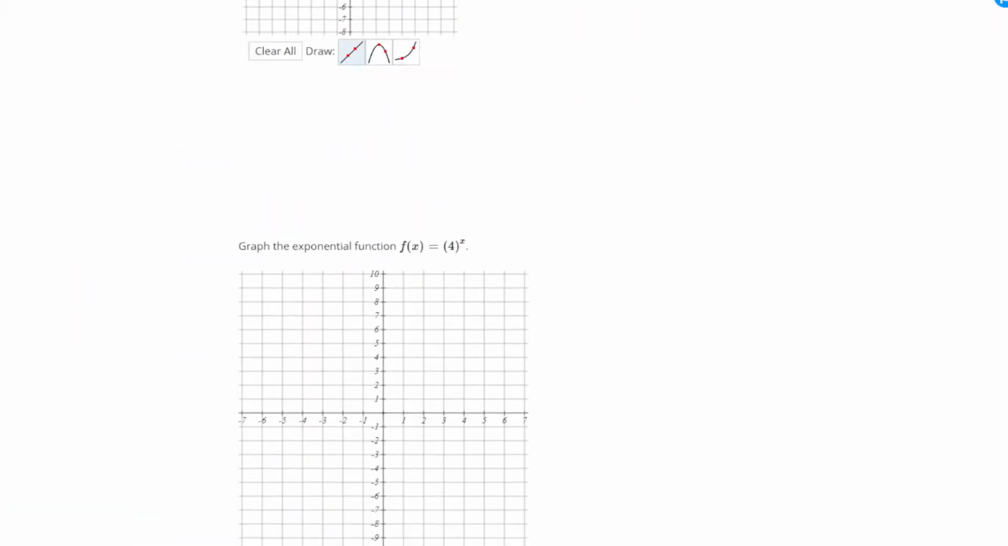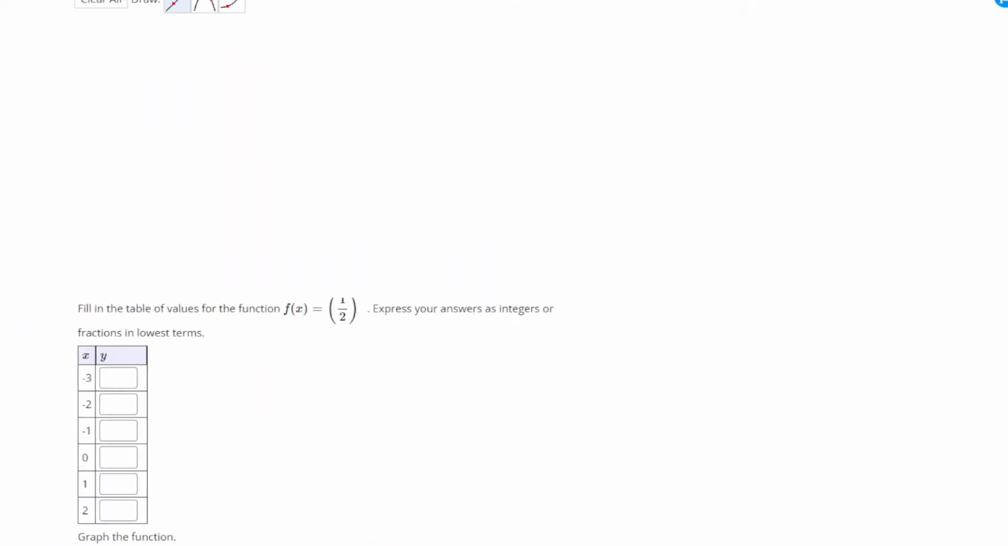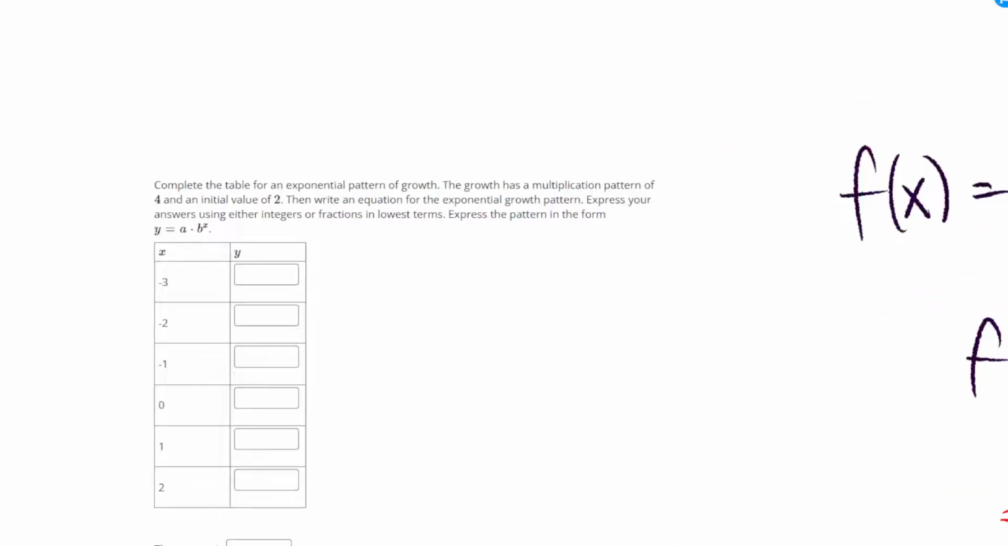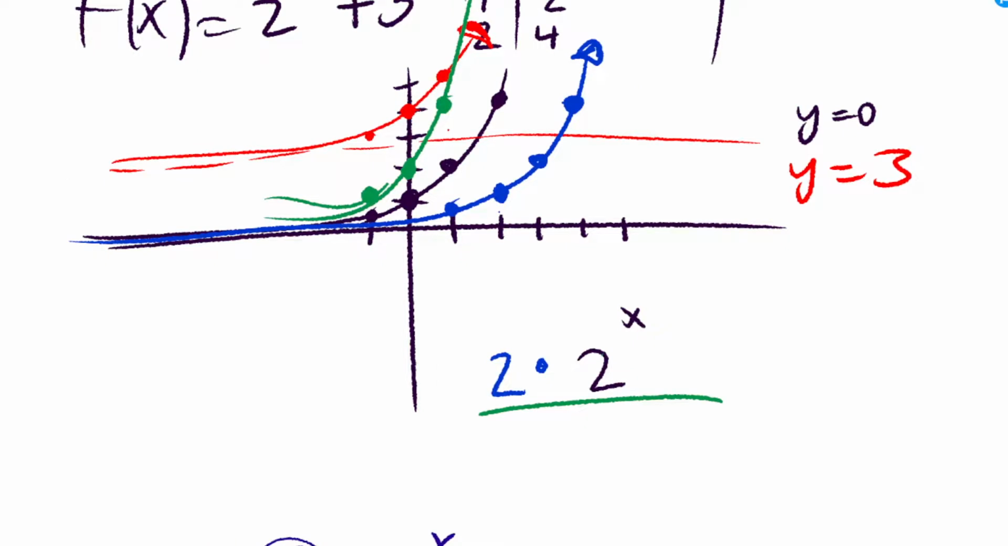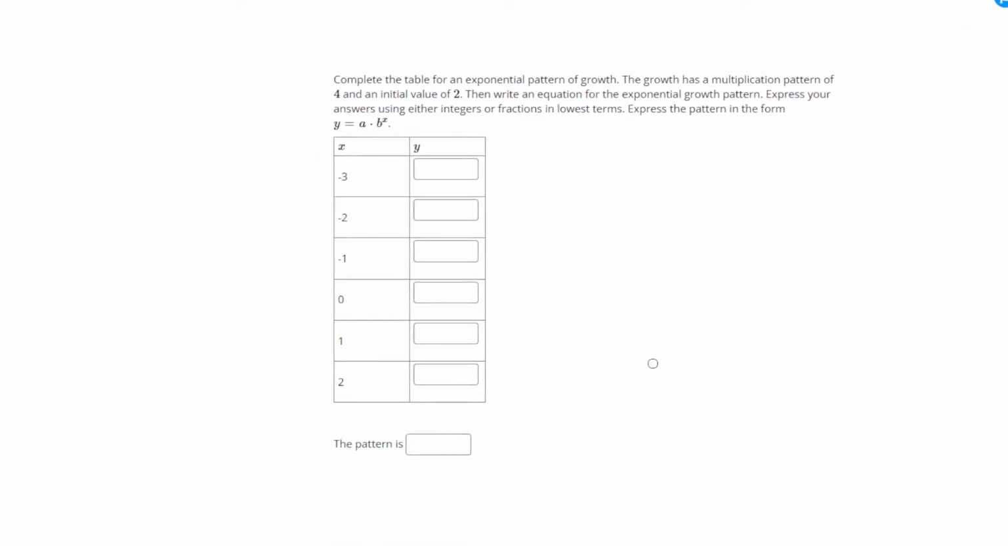Let me see if there's any other language. I remember there is one more, but I'm not sure if they talk about it. Exponential growth pattern, initial value. There's one more. I'll put it in the comments when I figure it out, or it's just in my notes. Anyway, I don't think it's in this chapter though. If we come across it, I'll be like, oh, that's what I meant.